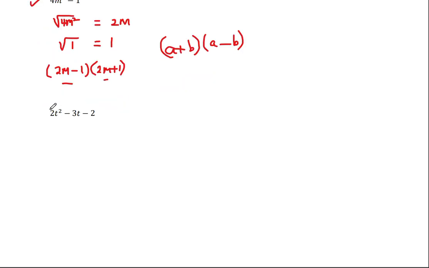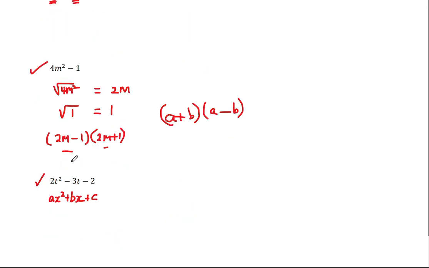Then we look at a third quadratic equation here, 2t squared minus 3t minus 2. So t is our variable in this case instead of x, and that's perfectly fine. The variable could be anything. The first thing to recognize is that this is a quadratic equation in standard form. The standard form is ax squared plus or minus bx plus c. So this is a quadratic equation in standard form that we're going to find the factors for.